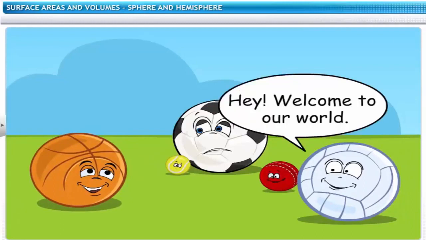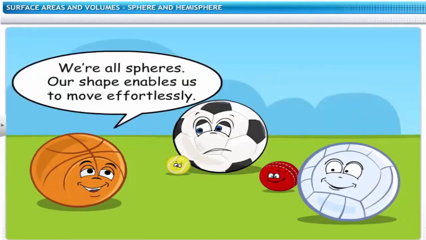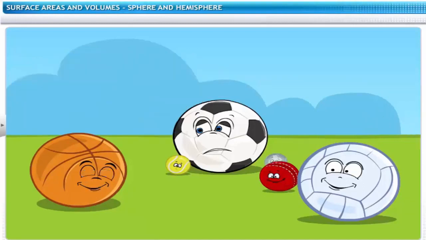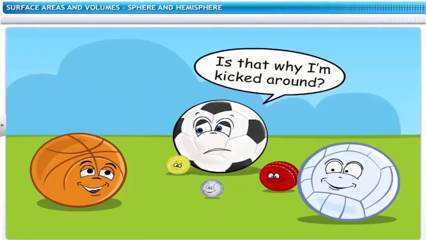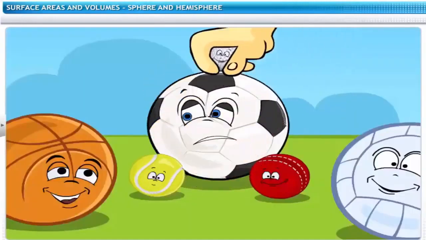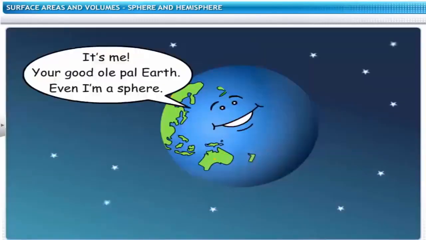Hey, welcome to our world. We're all spheres. Our shape enables us to move effortlessly and land easily. Is that why I'm kicked around? It's me, your good old pal Earth. Even I'm a sphere.